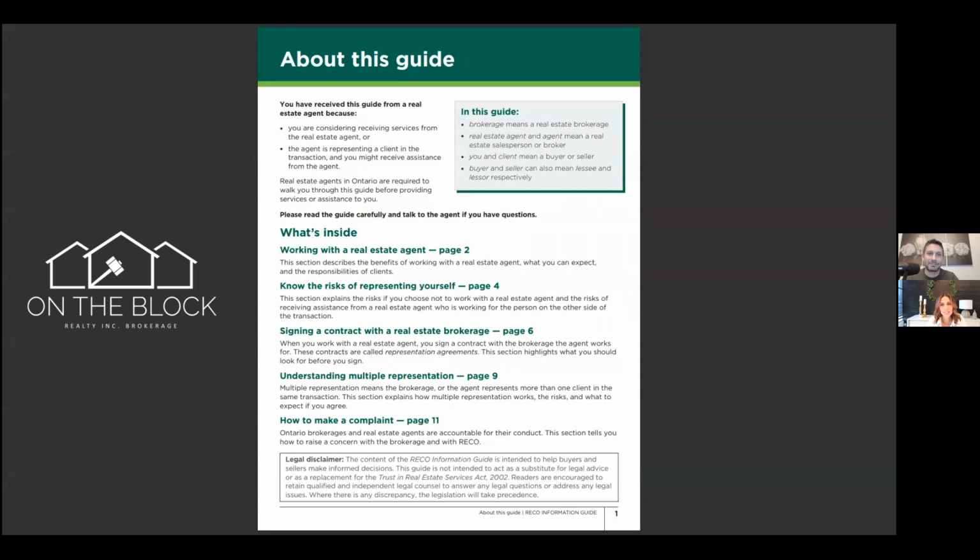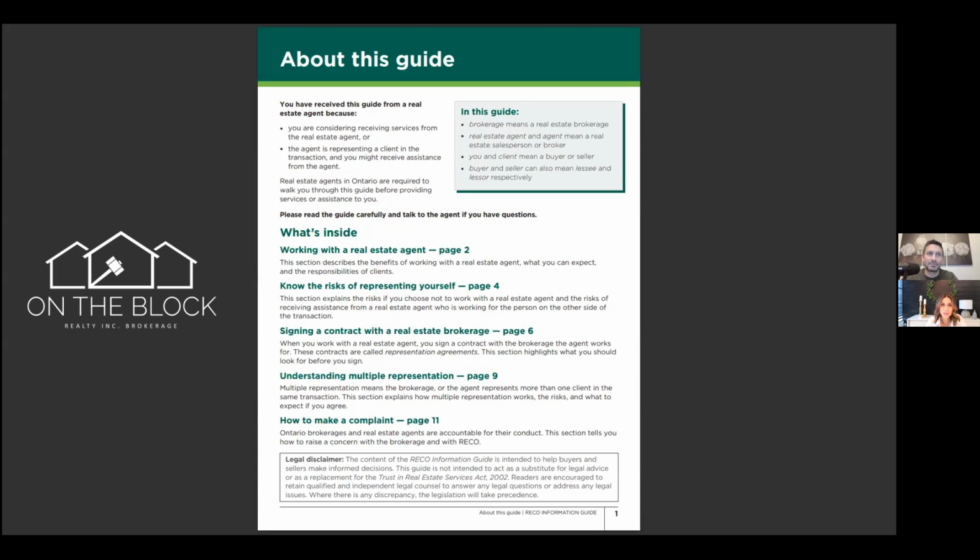Now, why did you receive this guide in the first place? As a major element of the new legislation governing the real estate profession in Ontario, known as the Trust in Real Estate Services Act, effective December 1st, 2023, any individual who interacts with a real estate agent must first be given this guide before receiving any service or assistance. In addition to receiving this guide, the real estate professional must explain the details of the guide as well.